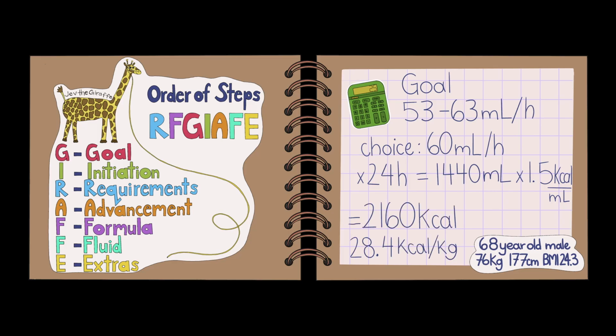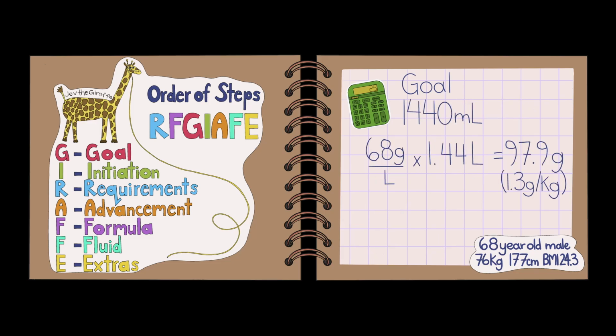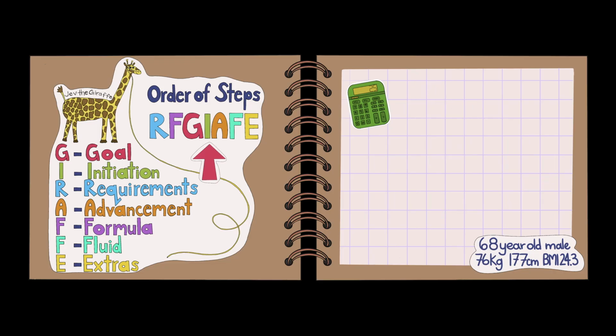We can also calculate the protein and fluid provision from this formula. Isosource Fiber 1.5 has 68 grams of protein per liter. We are giving 1.44 liters, so we will exceed our patient's protein requirements just a little bit by giving a total of 97.9 grams of protein, or 1.3 grams per kilo. Lastly, we can calculate the fluid provision. Isosource Fiber 1.5 is 77% free water, so by giving 1440 ml of formula, we are giving 1109 ml of water.